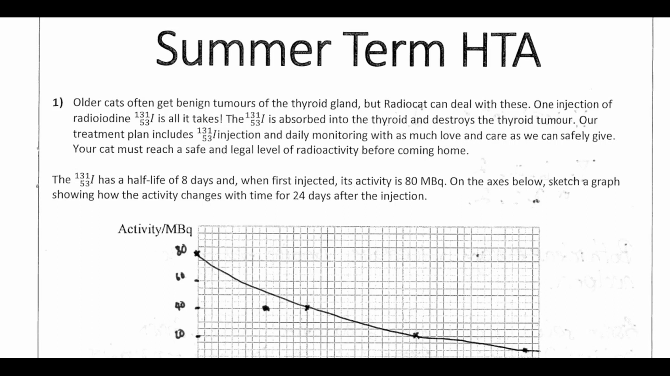Okay, so in this video I'm going to look at the most recent half-term assessment on anything from the nuclear physics chapter. So we're going to start off with looking at some radioactivity. So we've got older cats often get benign tumours of the thyroid gland, but radio cat can deal with these. One injection of radioiodine is all it takes, because it gets absorbed by the thyroid and destroys the tumour.